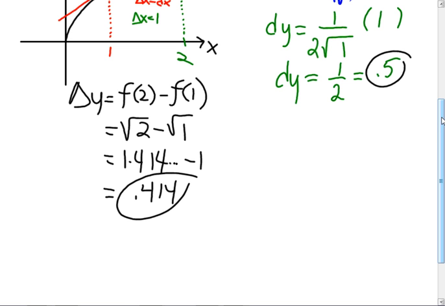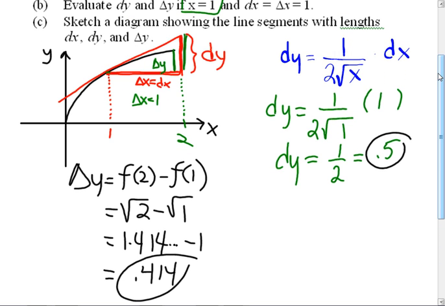It's pretty close. And, by the way, is this an overestimate or underestimate? Look at your picture. And that's what they're going to ask you on the exam. Is it an overestimate? And you look at your picture. Don't make it hard.